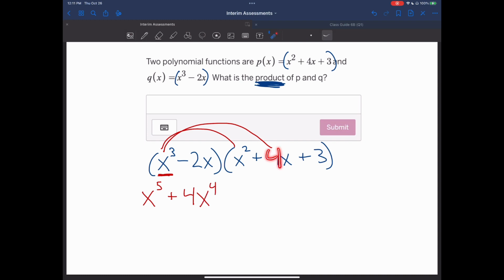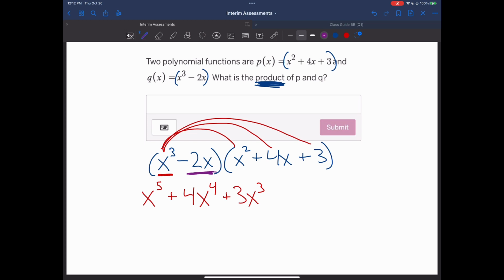Okay, you've got a 4 here times technically a 1 here to leave you with just a 4. And then x to the third times an x to the 1, add those exponents to get that 4. All right, let's keep going. So then we've got x to the third times 3, which is just a positive 3x to the third. Okay, that takes care of that term. Let's move on to this one.